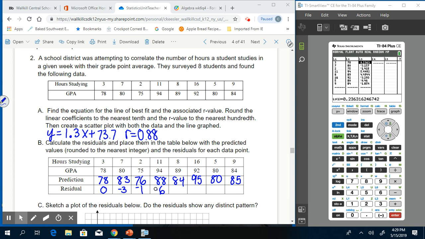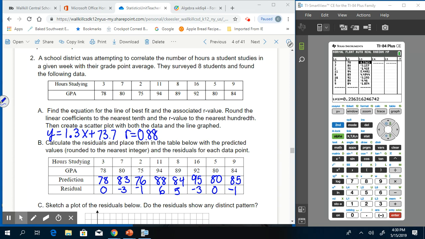Then 89 minus 84, that one here would be 5, but because of our rounding, it looks more like 4 in the table. Then 92 minus 95 would be negative 3, which is shown in the table. And then 80 minus 80 stays at 0. And 84 minus 85, because of rounding, it looks like it should be -2. I'm going to go with -1. So if they ask you to actually do the prediction and you subtract, stick with what's in your actual table. If you're just going by the residuals, we could have rounded those other ones up according to the table values.